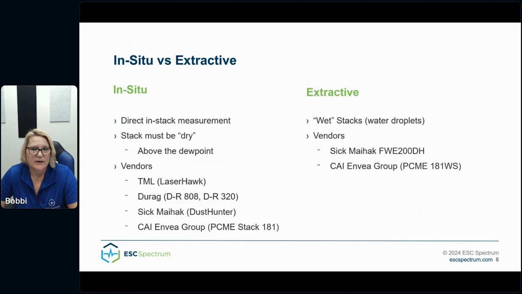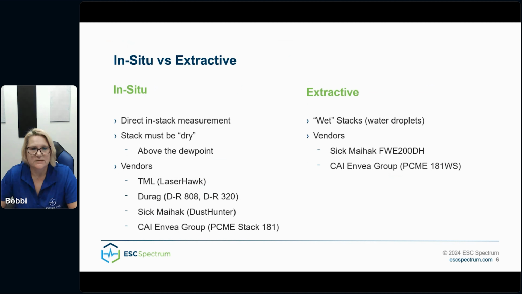So light scattering PM CEMS can either be in situ or extractive. In situ refers to direct in-stack measurement. This is by far the more straightforward method. However, the stack must be dry, above the dew point, as water droplets will also scatter light. A few of the most common PS11 compliant monitor manufacturers are TML, Durag, SICK, and PCME, which is actually now owned by CAI and VIA Group.